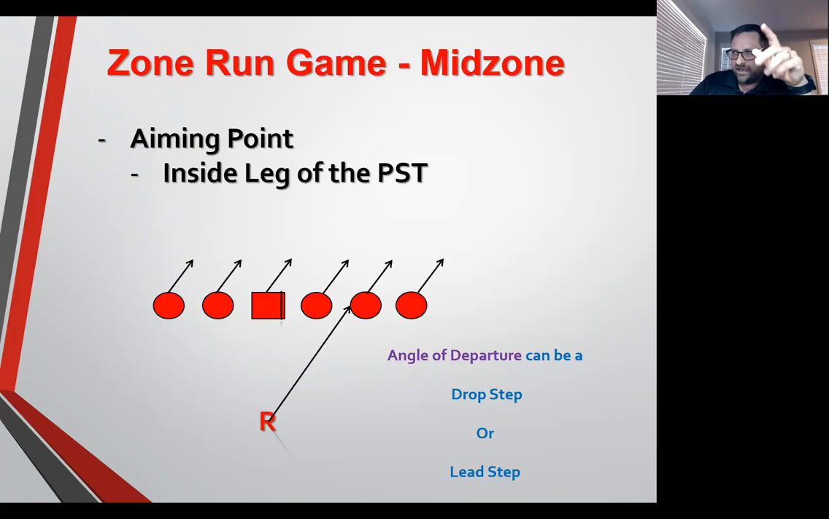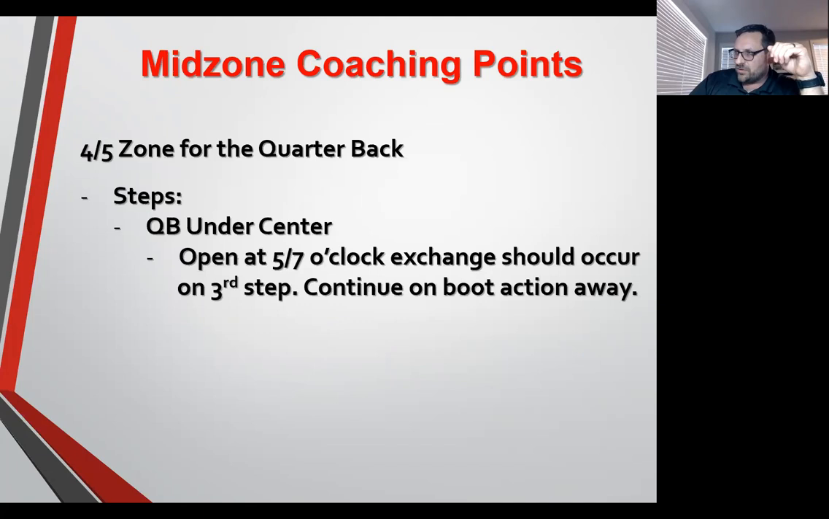Okay. So just hitting up, I'm not a quarterback's coach, but I'll just tell you quickly about how I teach it. From under center, the quarterback would take the snap, and then he would open either at 5 or 7, depending on which way the ball is going. And the exchange should occur roughly on his third step. All right. And then continue to boot away. Okay, that obviously changes depending on if it's split zone or not, if you have to hold up on the backside defensive end. All right.